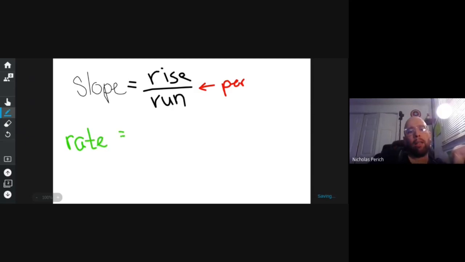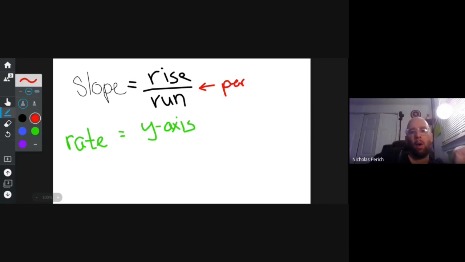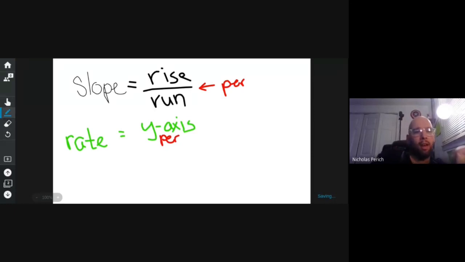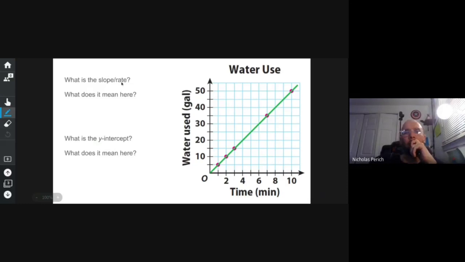So the rise is going to be the y-axis, the up-down axis. Okay? And instead of saying over, I'm going to say per, like what a kitty cat says. And the run is the x-axis. So rate is y-axis per x-axis. Okay, so when we deal with this problem right here, and it asks us, what is the slope or the rate? Well, the slope means I have to do rise over run.